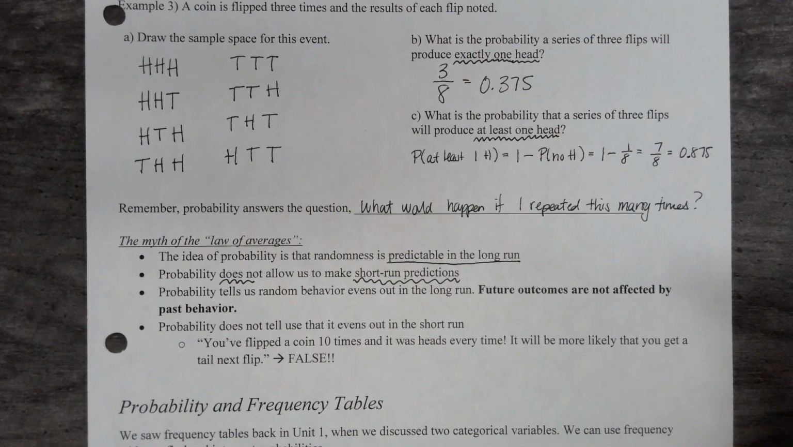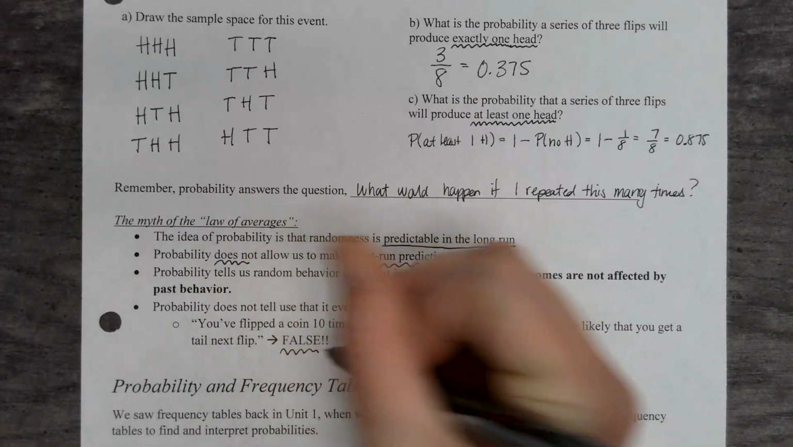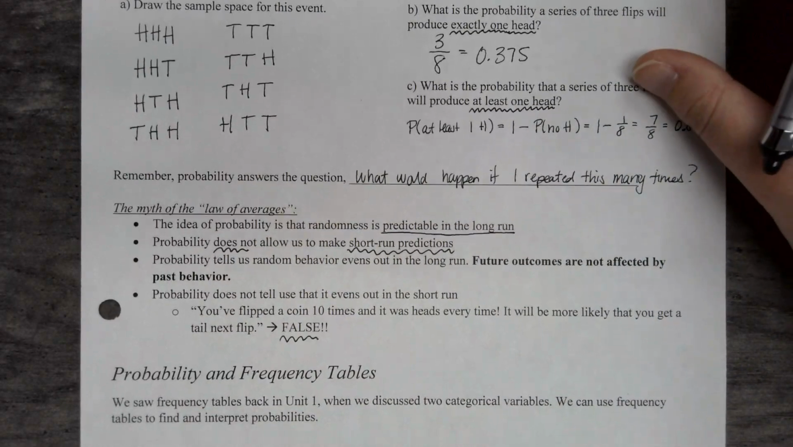Probability does not tell us that it evens out in the long run. So when you've flipped a coin 10 times, and it was heads every time, it doesn't mean that you're more likely to get tails the next time. This is a false myth of the law of averages.